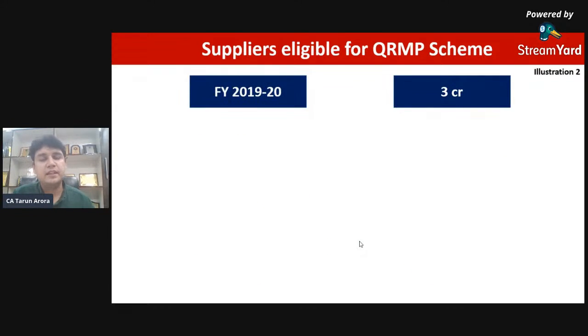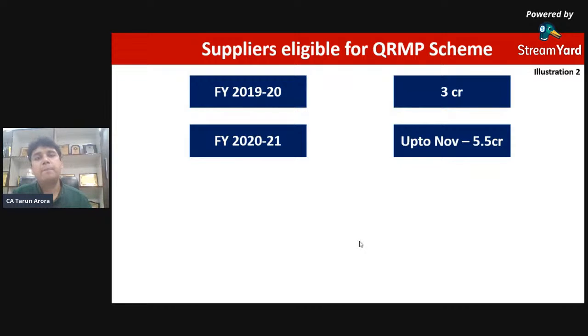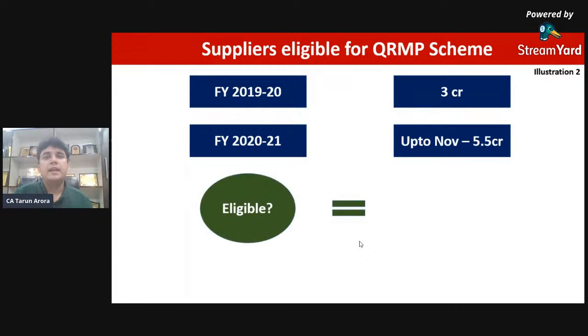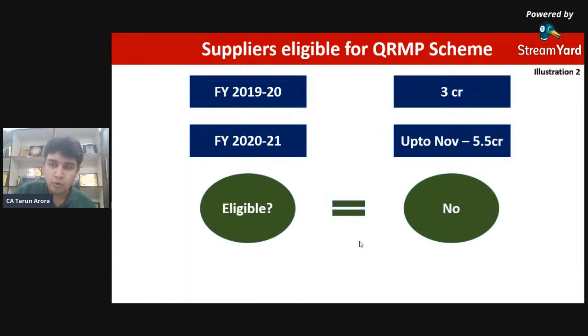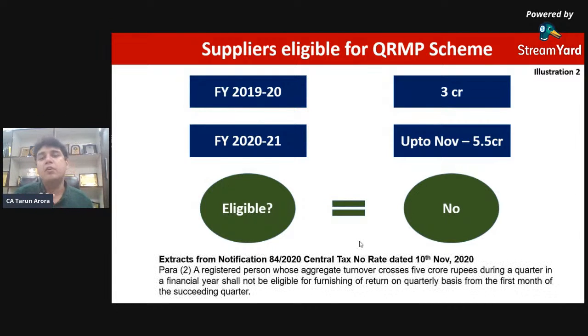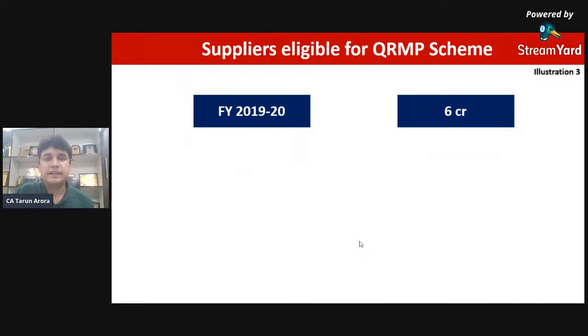Another illustration, previous year 3 crore rupees, current year already up to November, my turnover has exceeded 5.5 crore, has exceeded 5 crore rupees. In this situation, whether I am eligible for QRMP scheme? No. So we have to first check the turnover of the preceding financial year. My preceding financial year, I am eligible. Then I have to check the turnover of the current year. And if my turnover exceeds 5 crore rupees, then I will not be eligible to come under the QRMP scheme. And this is the extract from notification from where I have inferred that even for 2021, if your turnover has exceeded 5 crore rupees, then you will not be eligible to come under this scheme. But supposingly, I have an illustration, so we will discuss at that particular time only.